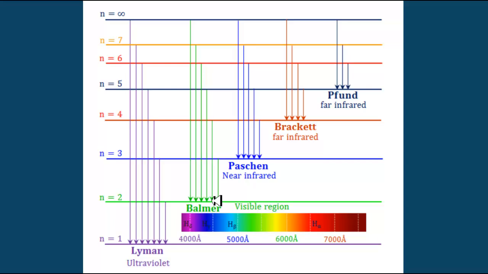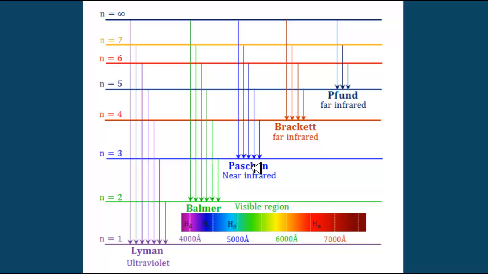And then the Balmer series ends at n equals 2. So if an electron drops from the third level to the second level, this would be the wavelength/frequency of light that it emitted, and from the fourth level to the second level, and so on.